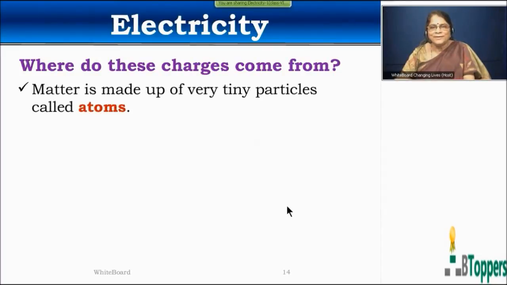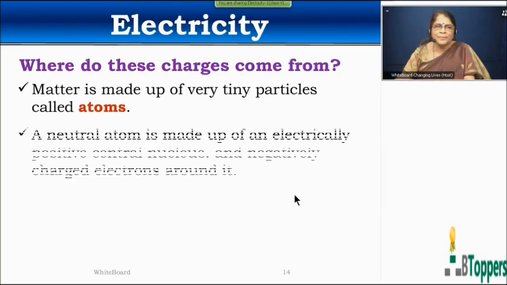They come from matter. What is matter? You, me, the world, this table, this chair, earth, water, air, universe, everything is matter. And what is matter made up of? Matter is made up of very tiny particles called atoms.